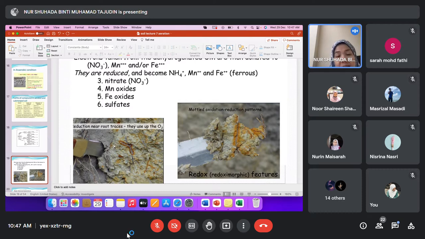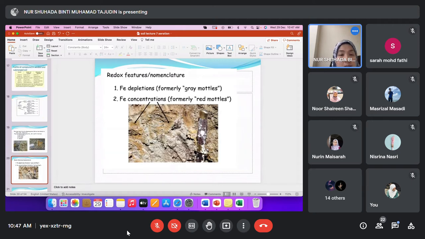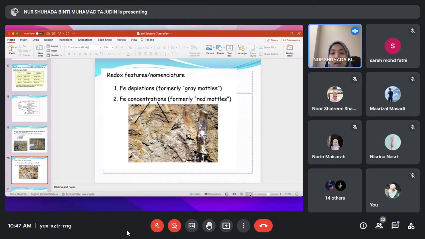Then we express that the area has mottles of orange patches, orange color. Okay, so macam itulah when we describe a soil. Okay, then these are the same examples.